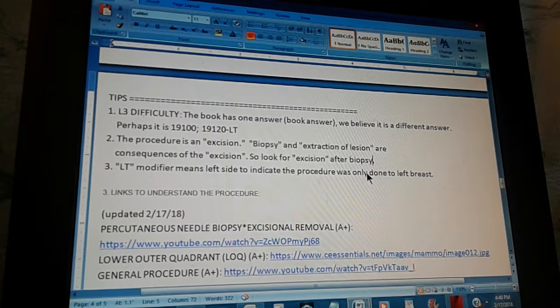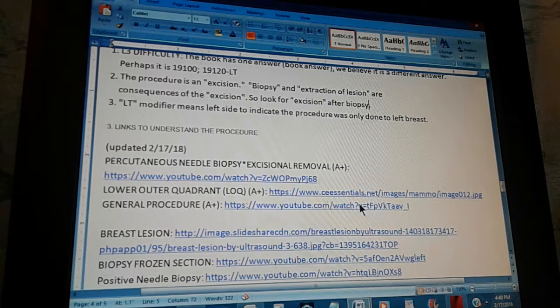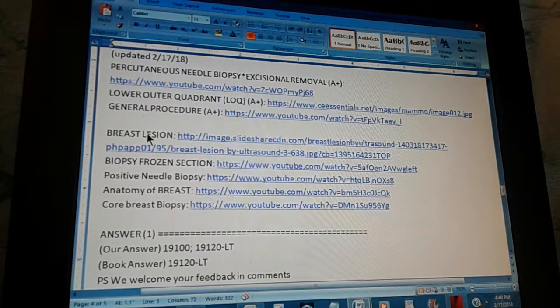So then we have the links to understand the procedure. We have 3 A+ links, which are the best links. So we advise you to see them, at least the first one, okay? And if you have a little more time, you can do the other links.